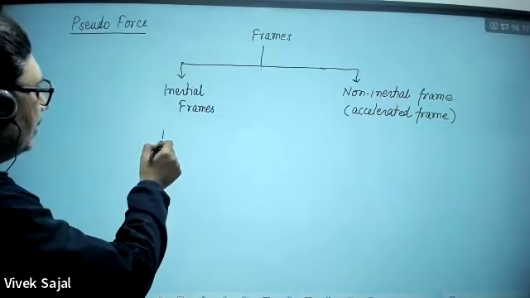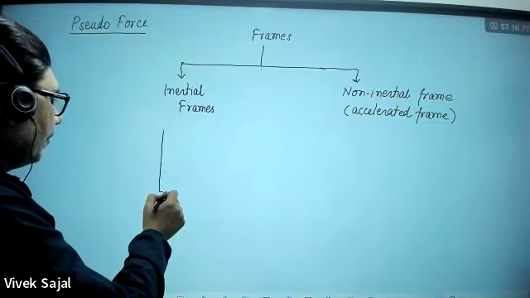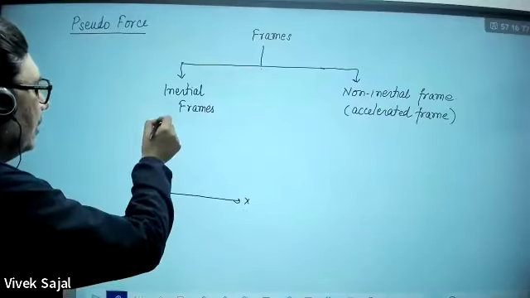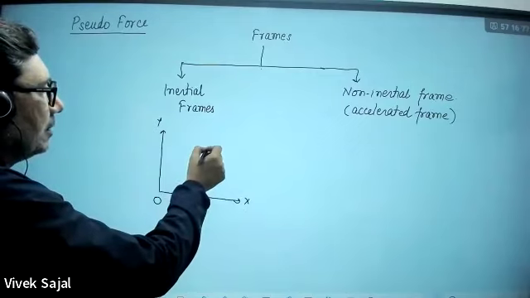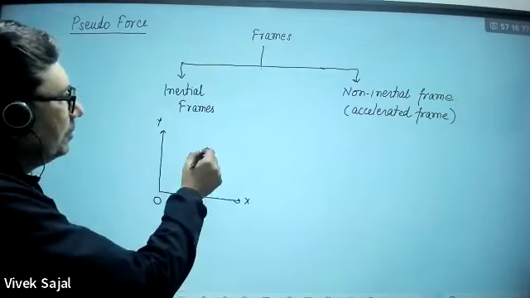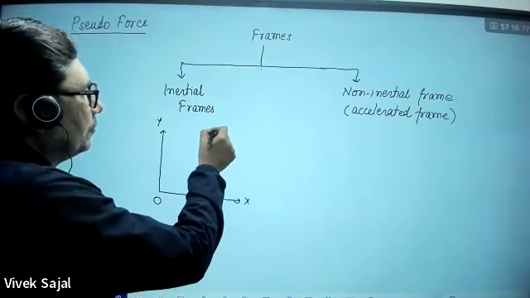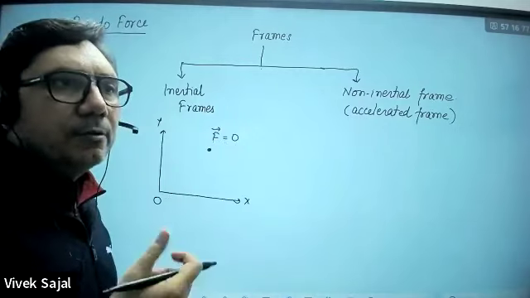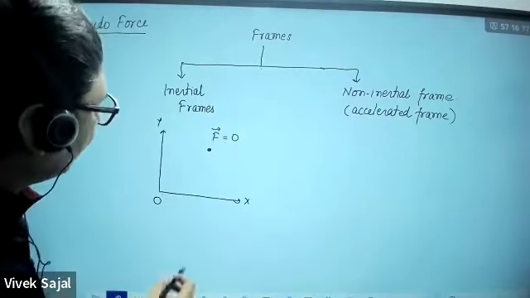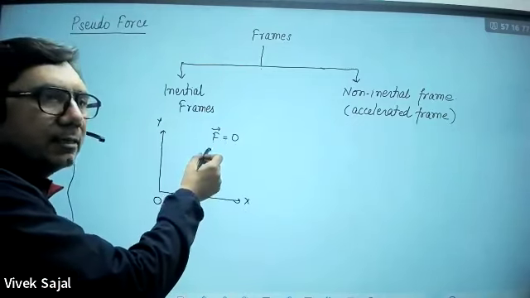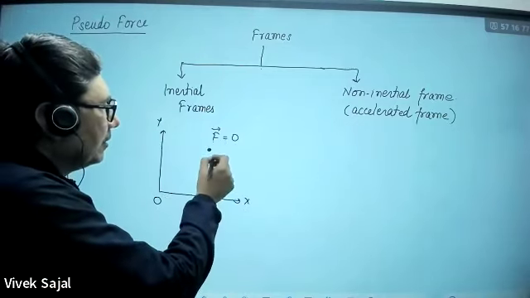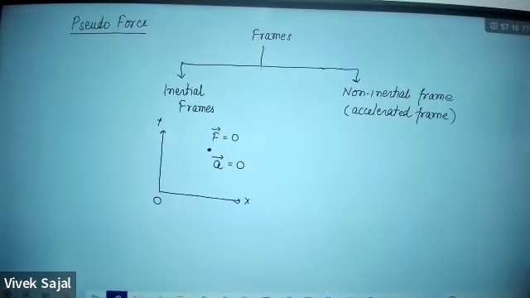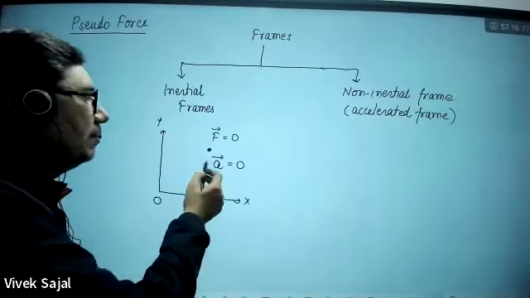Then, what is the meaning of inertial frames? The meaning of inertial frame is very simple. If this is a frame, and in this frame there is an object, this is X, this is Y, O, and suppose this is an object, and the force acting on this object is zero. No force is acting on it. How can you check whether a frame is an inertial frame or non-inertial frame? A very simple rule is there. If no force is acting on this object, then the acceleration of this object will be zero.